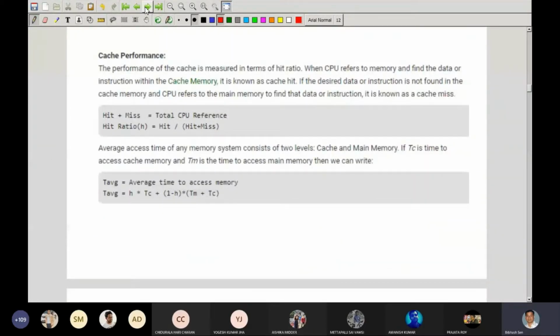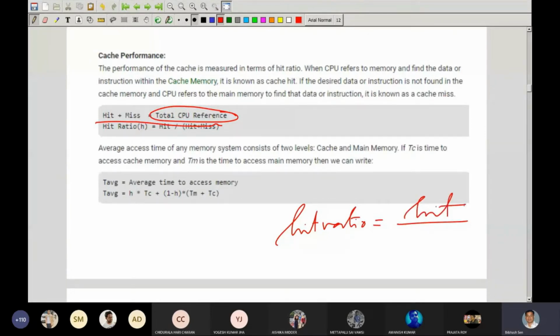Then you will get the performance: hit plus miss is the total CPU references. That is one very important point. Hit ratio is always hit by the total CPU references, the number of total accesses. As I mentioned, hit ratio equals the number of hits, where the page is found, divided by the total number of page accesses. That is the total number of CPU references. Very important for your mathematical calculation formula.